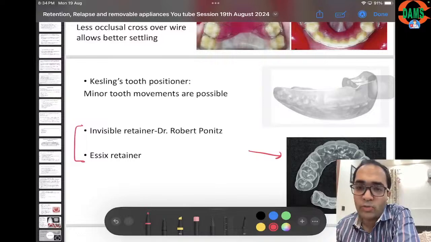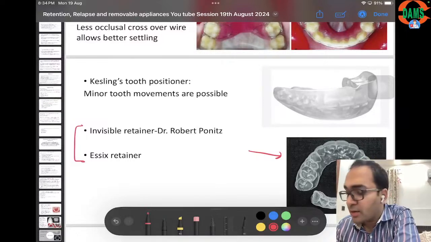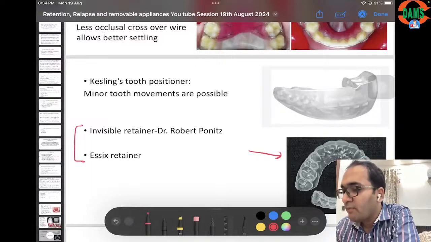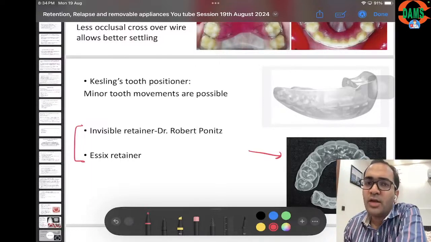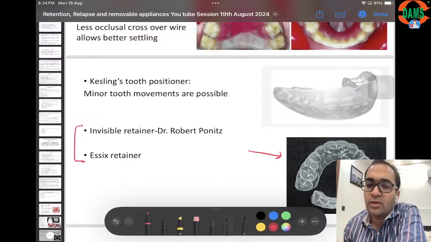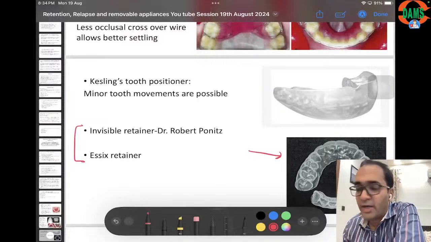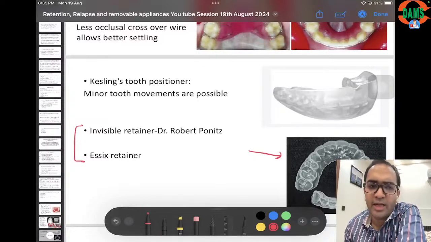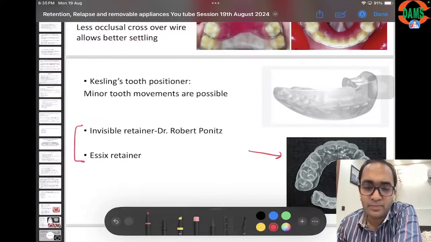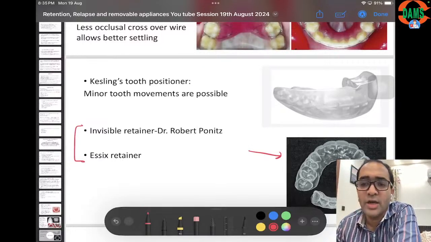The difference between these is, in Kesling's tooth positioner, the upper and lower retainers are joined, and minor tooth movements are possible. So how is it made? Once we debond the case, we take an impression. If there is any minor discrepancy, we correct it or reposition teeth on the plaster cast. We cut those teeth and reposition them to the newer position. Please note, only minor movement can be done through that, no major movement. Slight tipping, slight buccolingual and incisal edge correction is done, and the retainer is made through these thermoplastic sheets on the new position, and the retainer is given.